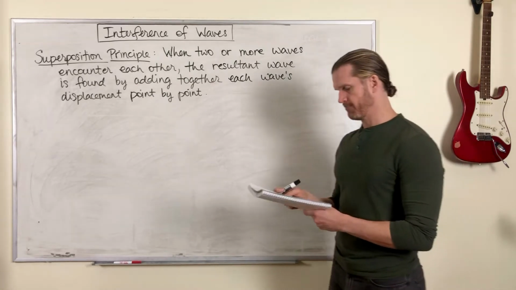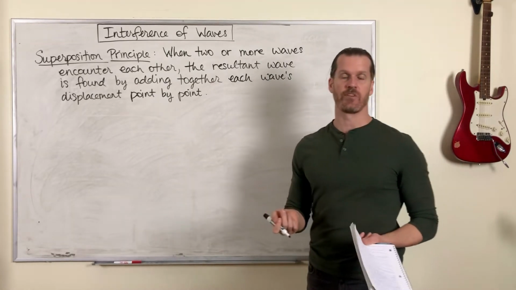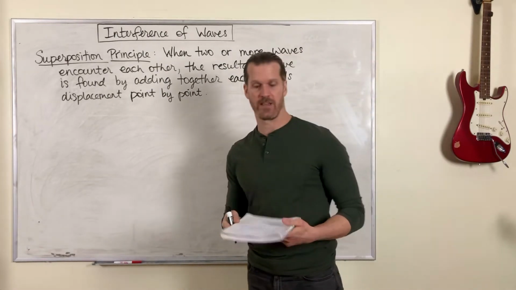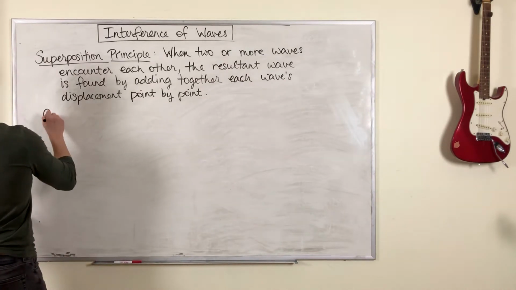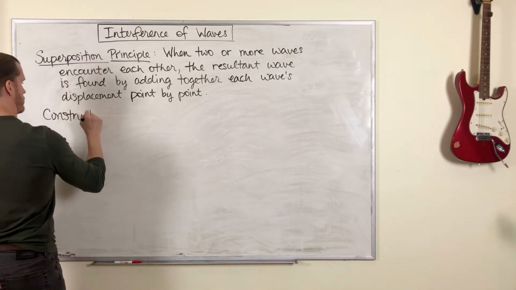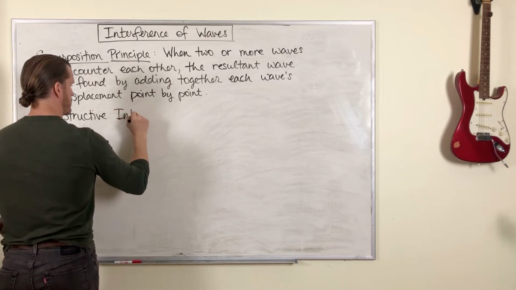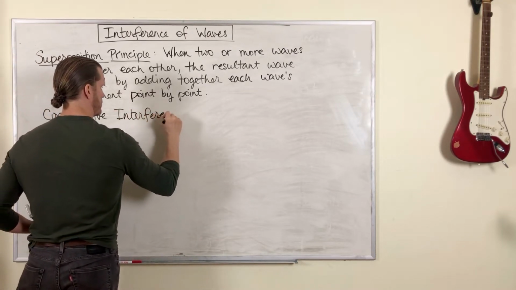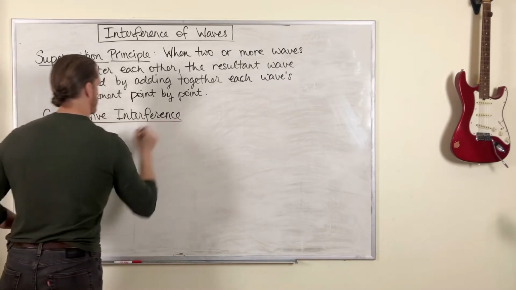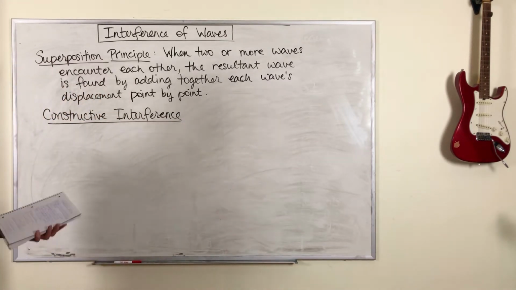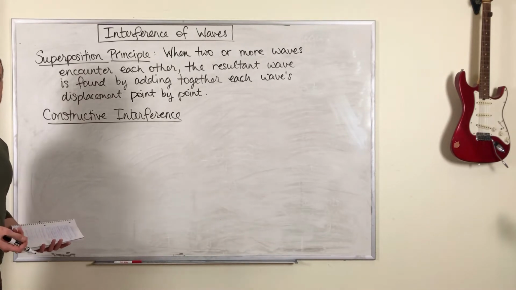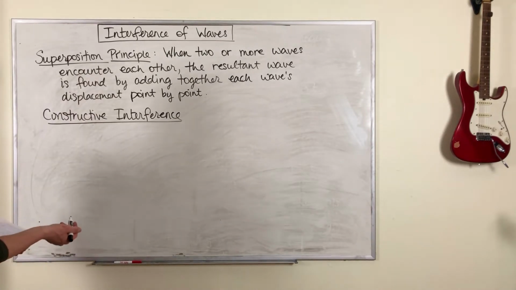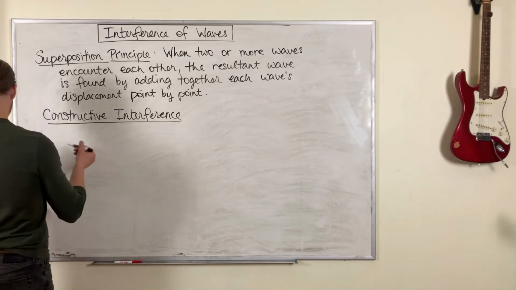So let me show you an illustration of what two types of interference look like. These are called constructive and destructive interference. Constructive interference is when you add waves that are in phase. So they have the same wavelength and the same phase as one another.